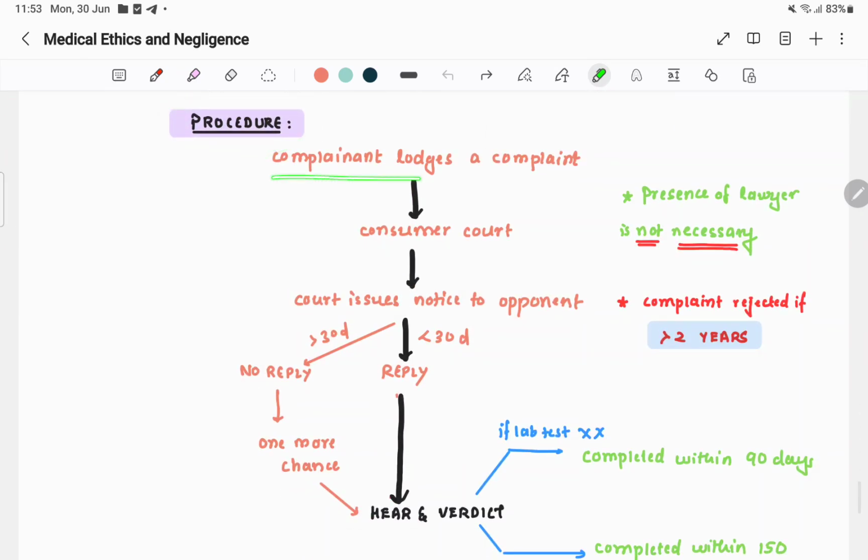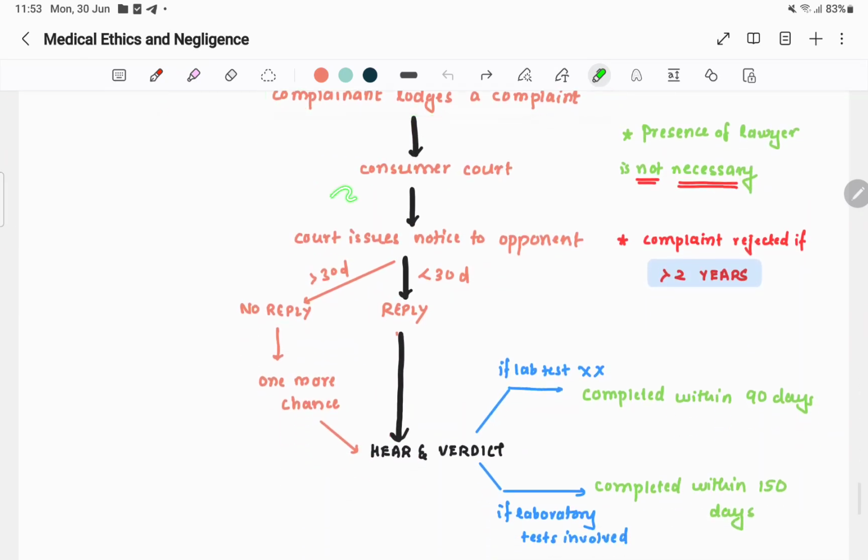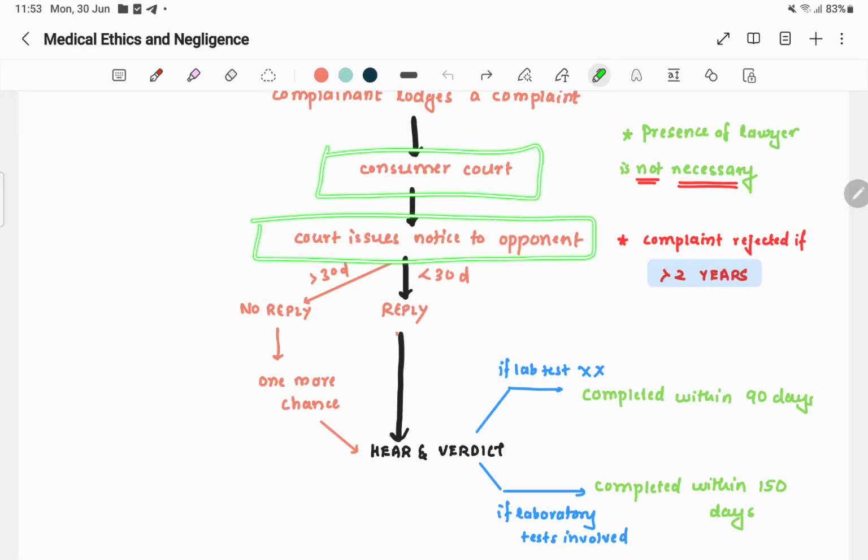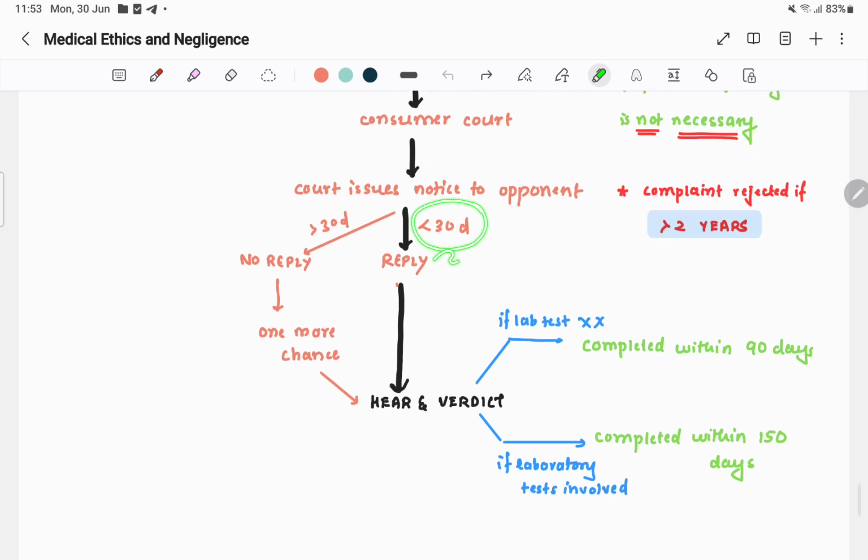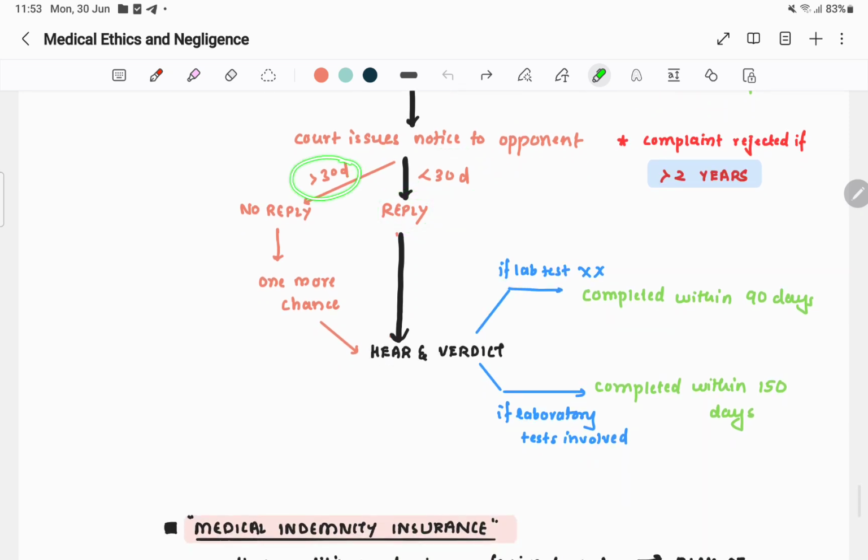Procedure: the complainant will lodge a complaint and go to the Consumer Court. The court issues notice to the opponent. You have to give the reply within 30 days. If you don't give a reply, you get 1 more chance, and after the reply there will be a hearing and a verdict.